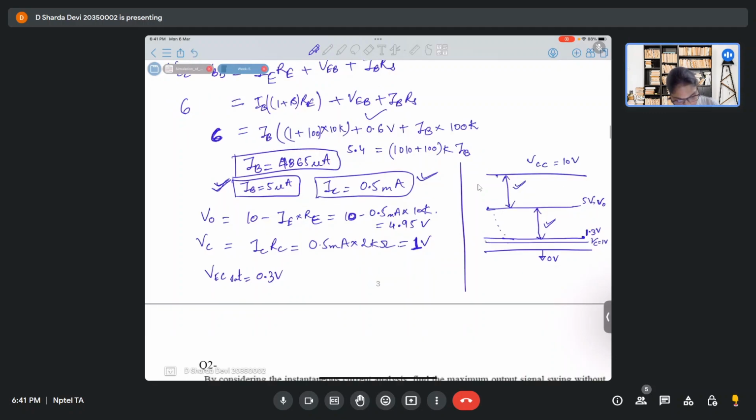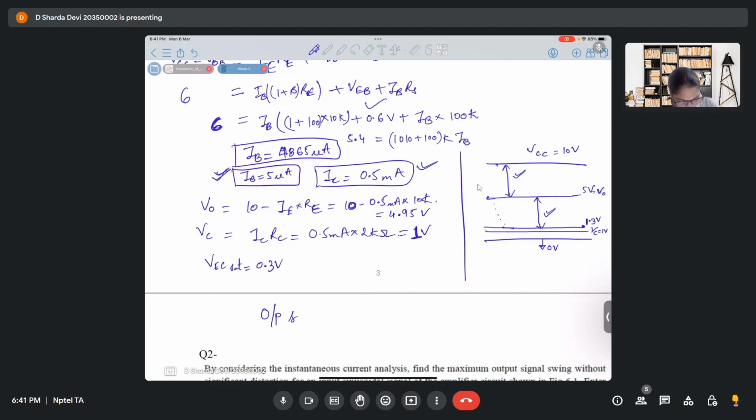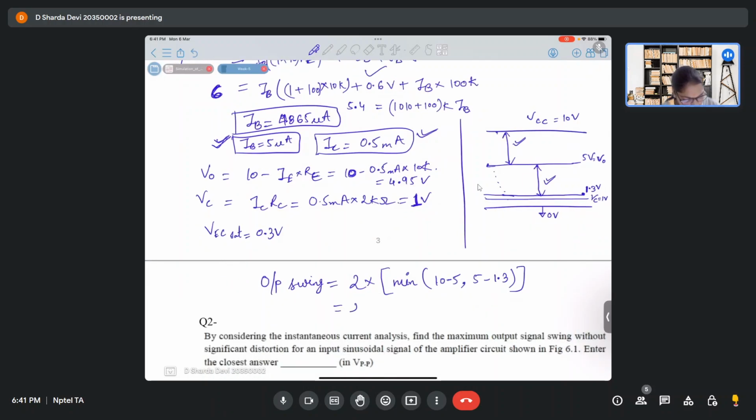So your output swing is actually 2 times the minimum of 10 minus 5 or 5 minus 1.3. So definitely it is 5 minus 1.3, right? So which is 2 into 3.7. So that is 7.4 volts peak to peak. This is the output swing that we are getting.